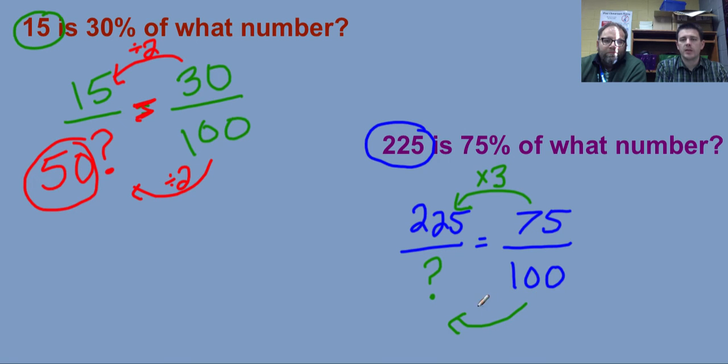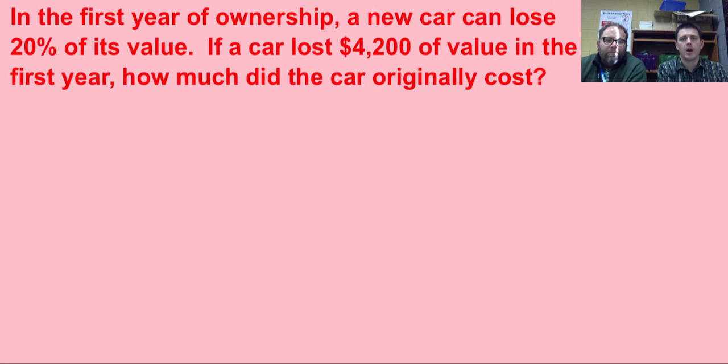We do the same thing to the denominator, just like Mr. Romanovich did in his problem. 100 times 3 means the whole, that missing number, is 300 total. All right, one last one.